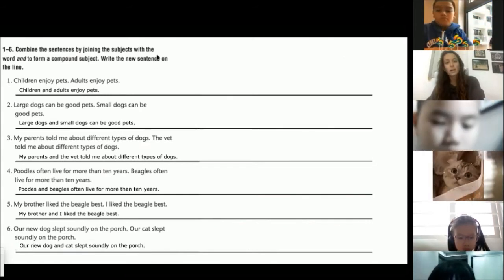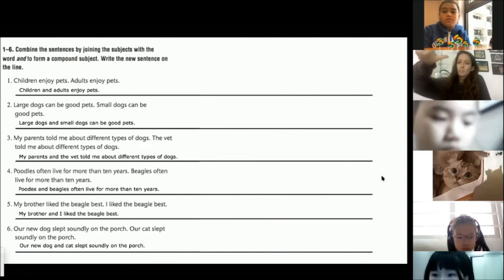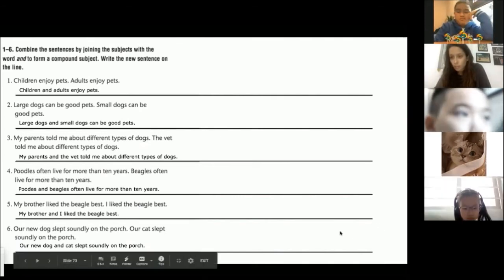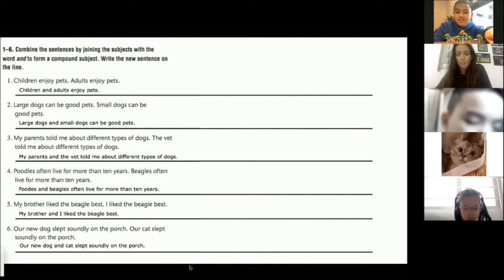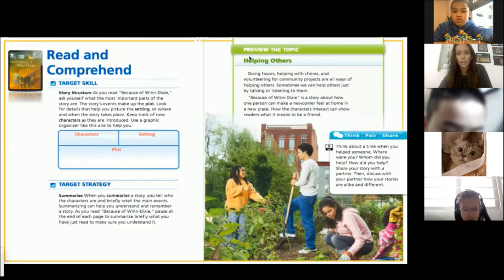Okay, does anyone have any questions about this one? What do we think of this one? Easy, medium, difficult? Minghai says easy. Does anyone have questions about combining subjects to form a compound subject? Easy? Okay. All right, so we're gonna read our new story today.